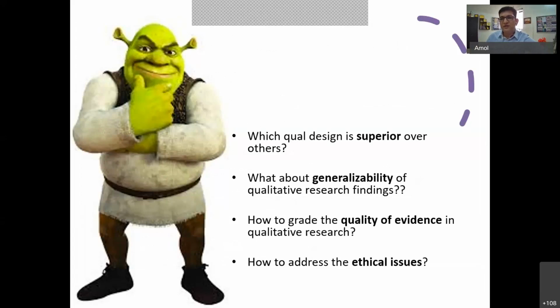These are some of the points in the end I will mention. People ask these questions often. Which qualitative design is superior over others? My answer would be not to get into that. Just check whether the methods that you have chosen address the research question. If that is so, then that's perfect.